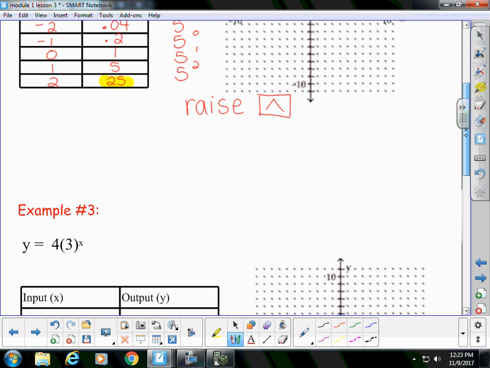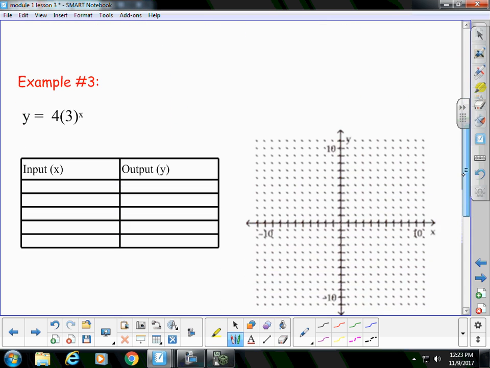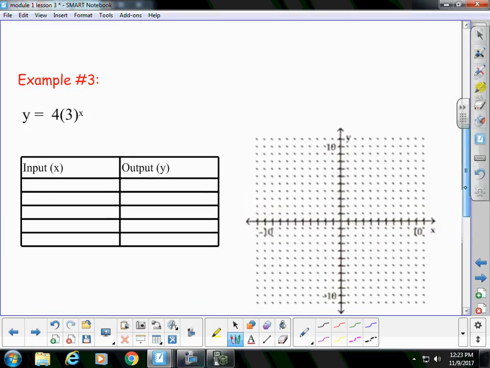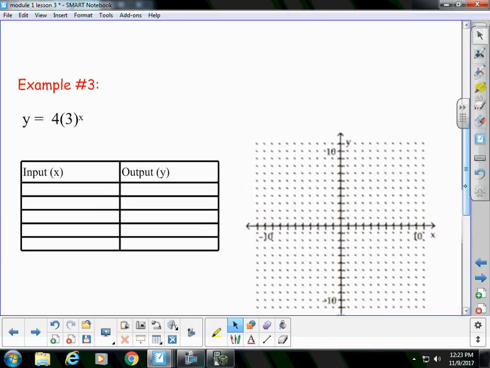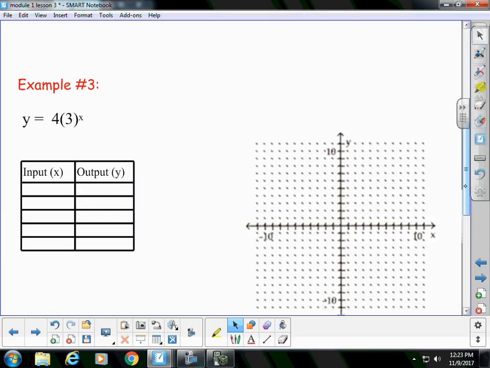Okay, so that's our first example. Now they all look, how quickly they jump up, they're going to look a little different each one. It just depends on what the numbers are that we're using. Okay, this one's 4 times 3 raised to the x power. Again, we're going to stick with these numbers: -2, -1, 0, 1, and 2.